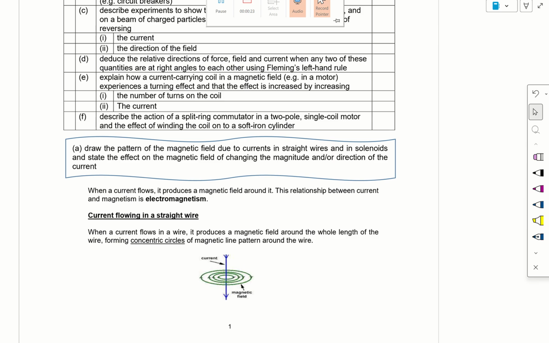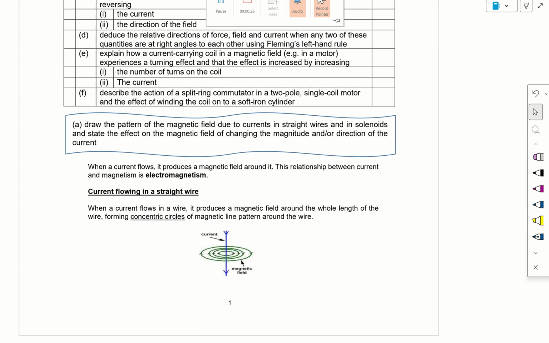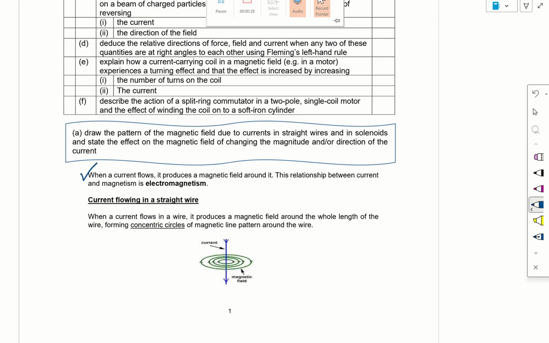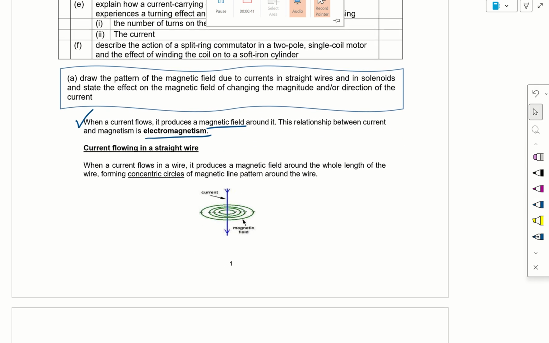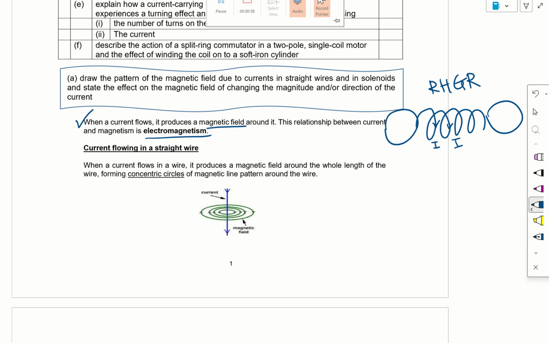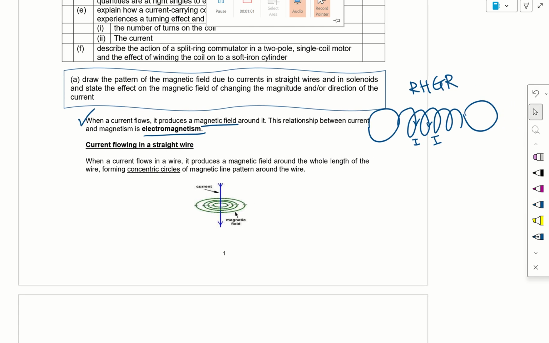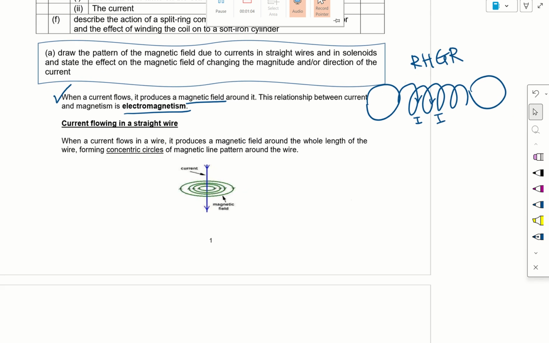We have learned in the previous chapter in magnetism that when a current flows, it will produce a magnetic field around it. This relationship is what this chapter is about, and it is called electromagnetism. So what happens when current flows in a straight wire? The previous chapter we did mainly on solenoids. If current flows through a solenoid, you must use your right hand grip rule to determine what is the pole on both ends of the solenoid. But for this chapter we will focus mainly on straight wire.